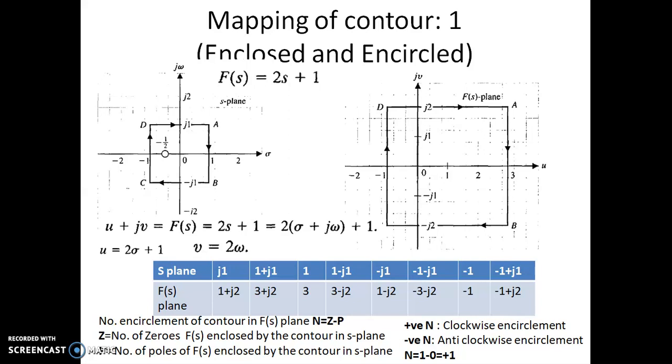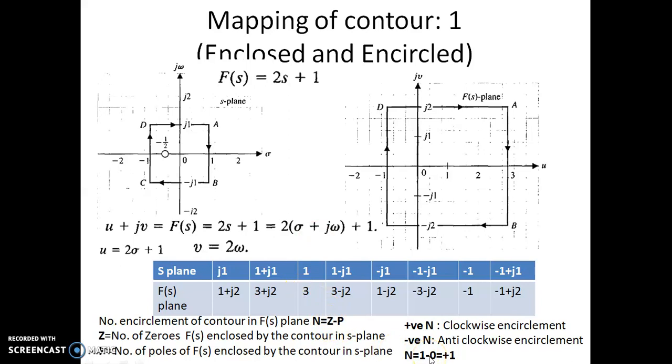The equation is Z minus P, where Z is the number of zeros of f of s enclosed by the contour in the s plane, and P is the number of poles of f of s enclosed by the contour. In this particular case, since we have only one 0 enclosed by this contour, Z equals 1 and P is 0. As per this equation, and as per the observation also, we can see the origin of this f of s plane is encircled by this contour once in the clockwise direction. You can see it is moving in the clockwise direction and it is encircled once. So that's the meaning of N equal to plus 1.